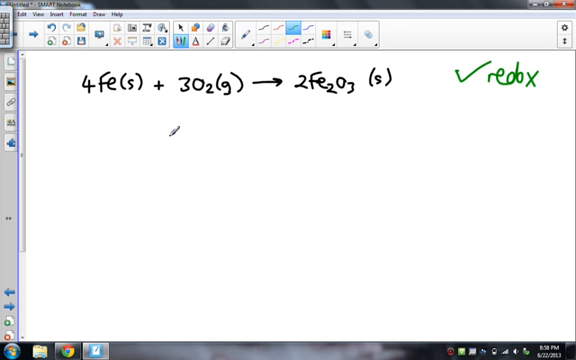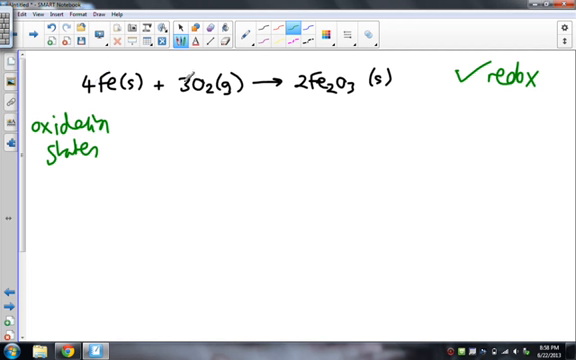So how do we tell for sure? Well, what we need to be doing is looking at the oxidation states on each of these. And what I mean by oxidation states is really charges. What are the charges on each of these? We've seen before how to do this. The only thing that's new here is what happens to something when it's on its own.